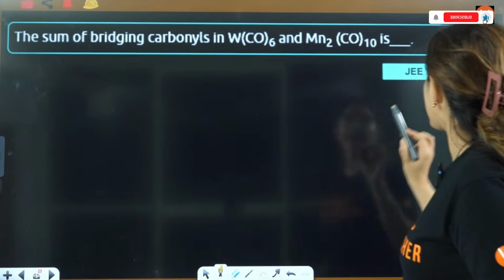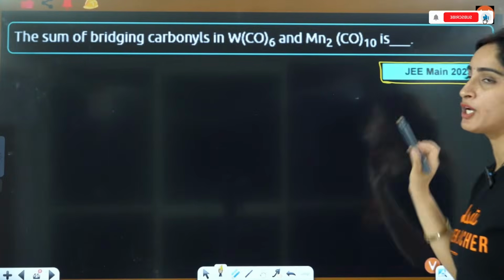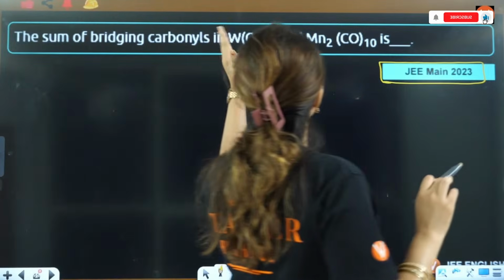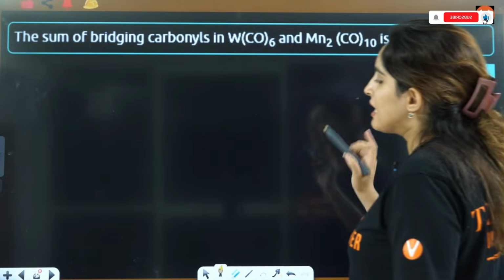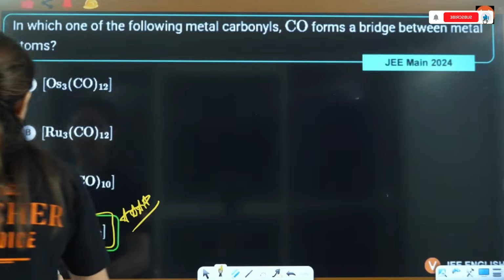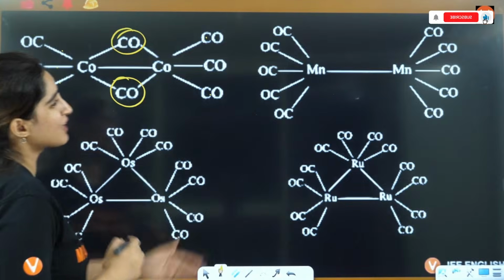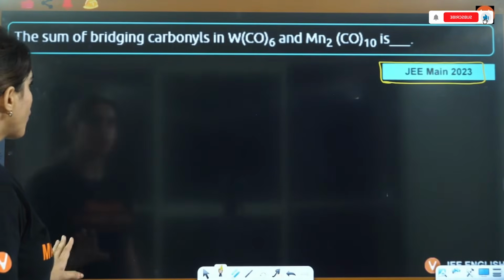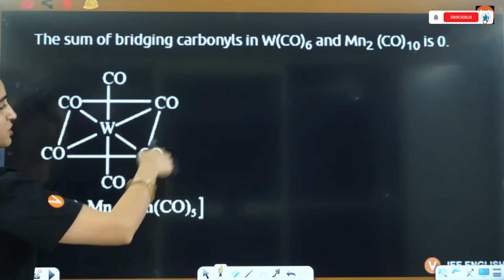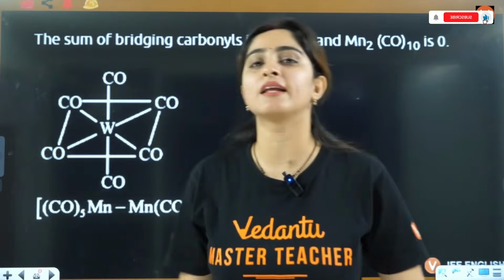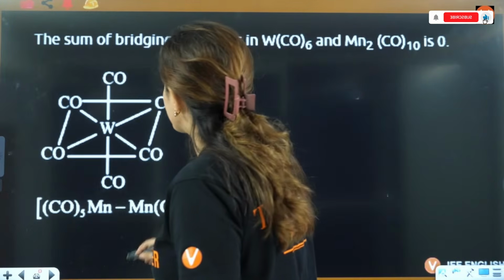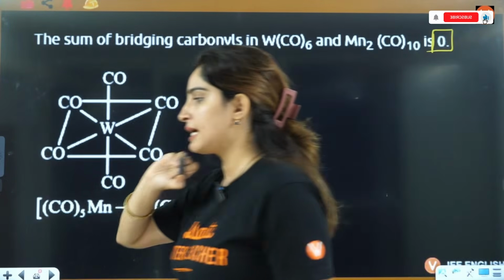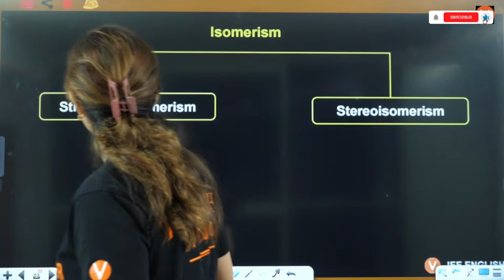Then the same kind of question they have also asked in JEE 2023, that is, the sum of bridging carbonyls in this and this would be. Now in case of, if you see manganese, this is manganese, can you see any bridging? No. In case of tungsten also there is no bridging. I have already drawn the structure here. There is no bridging ligand in case of tungsten as well. So that is why the answer is going to be 0 is the correct answer here. Is that clear, everybody? Tell me.